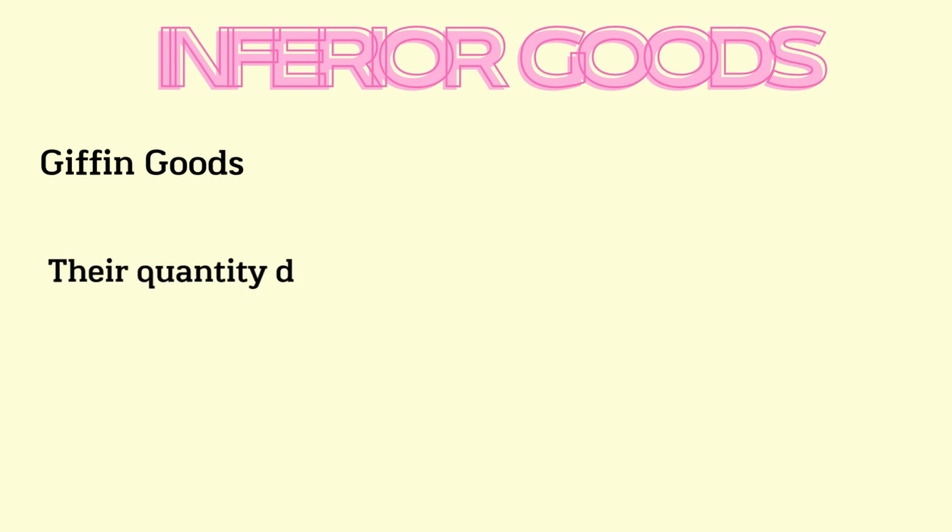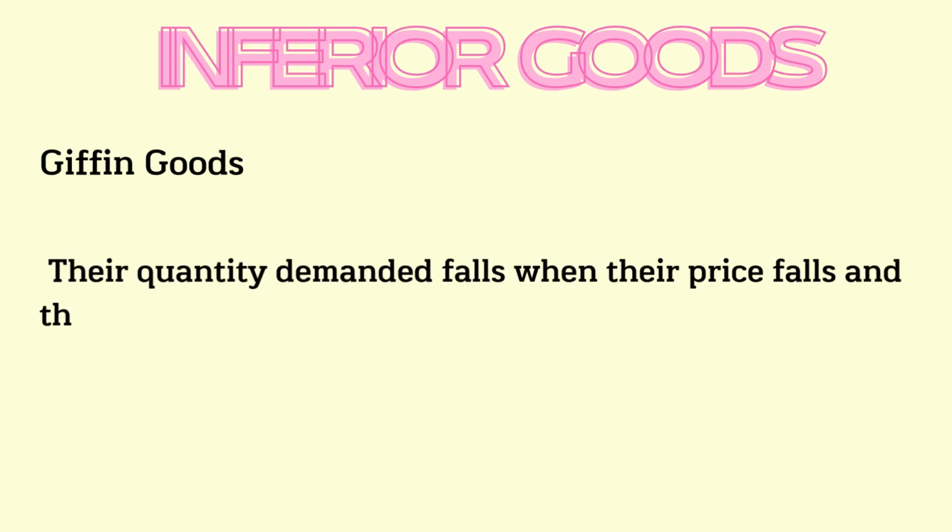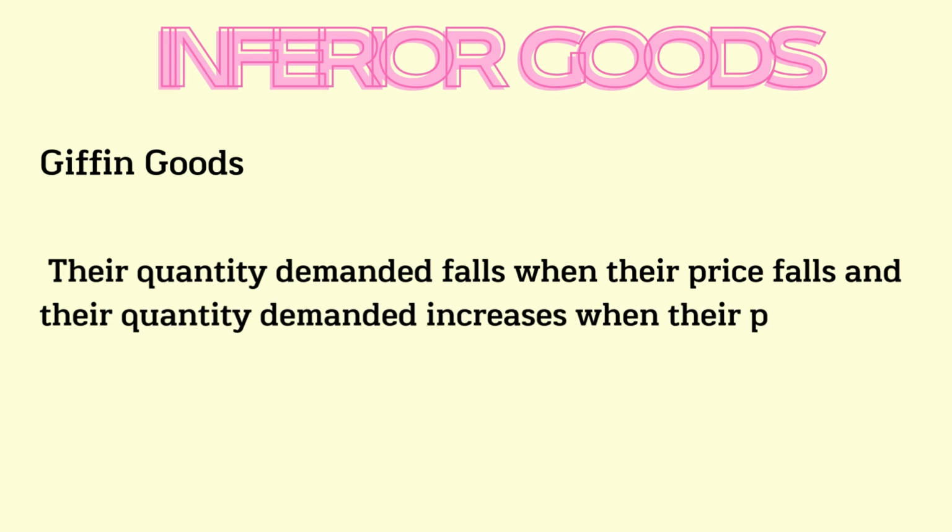We have a special type of inferior goods that are called Giffen goods. Giffen goods are those goods whose quantity demanded falls when their price falls and the quantity demanded increases when their prices rise.